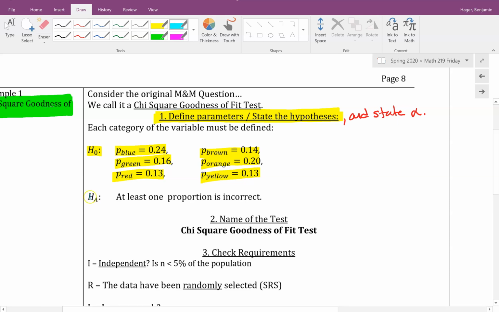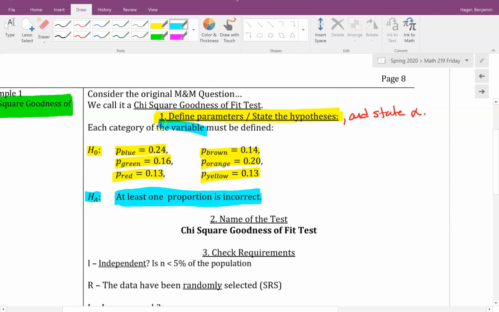Now the alternative to that is that at least one of these is wrong. So our alternative is not going to be like, well, there's more blue than what they claim. If you wanted to do that, that would actually just be a one sample test. You could just focus on blues and ignore the rest of the colors, and test whether or not there's 24% blue or more than that. That's just a one proportion test. So that's back in chapter 9.3.